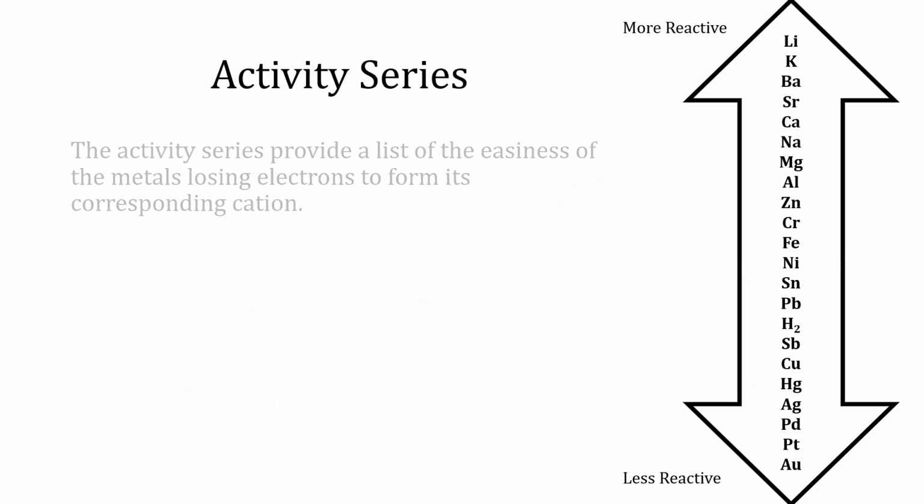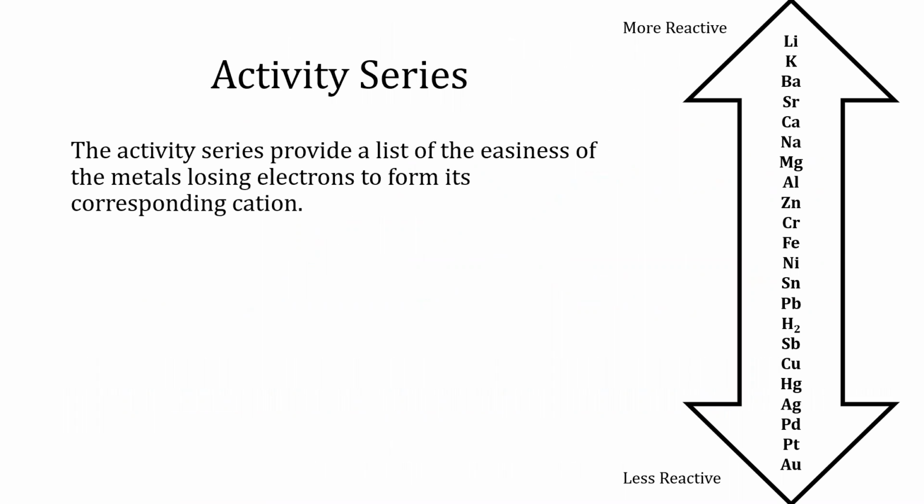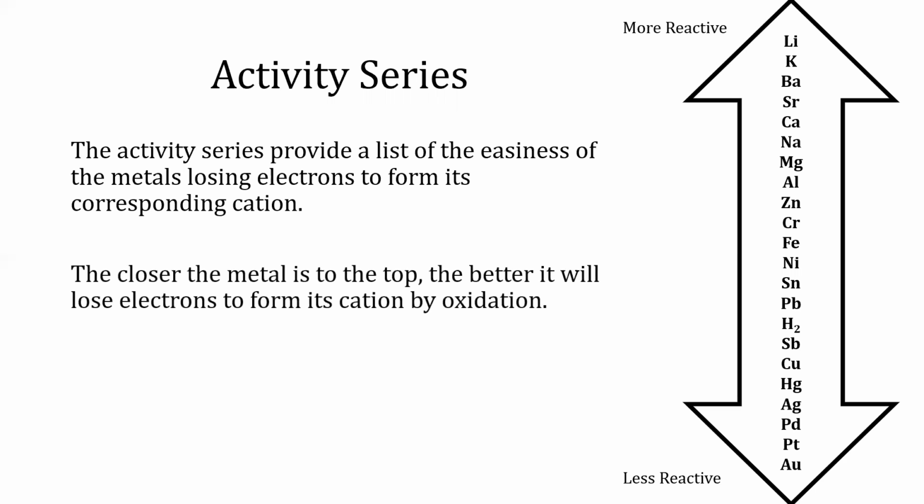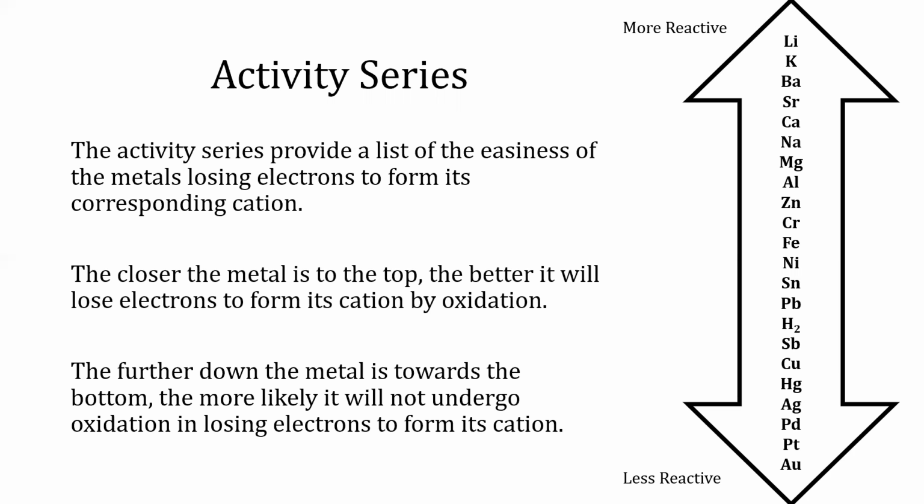The activity series provides a list of the easiness of the metals losing electrons to form their corresponding cations. The closer the metal is to the top, the better it will lose electrons to form its cation by oxidation. The further down the metal is towards the bottom, the more likely it will not undergo oxidation in losing electrons to form its cation.